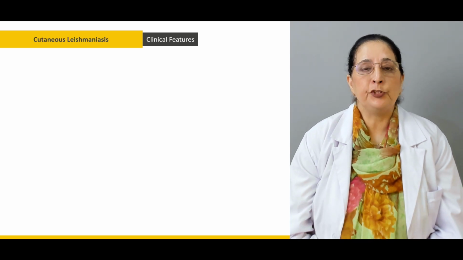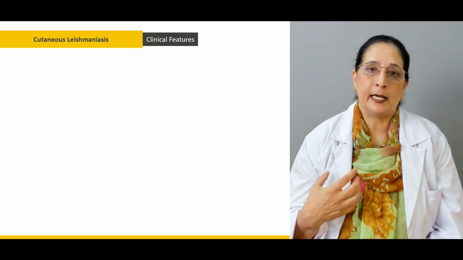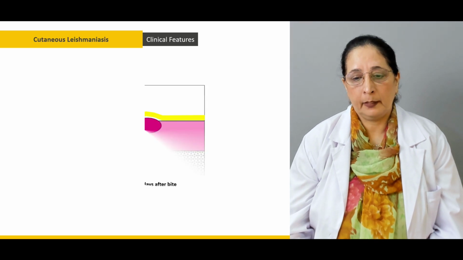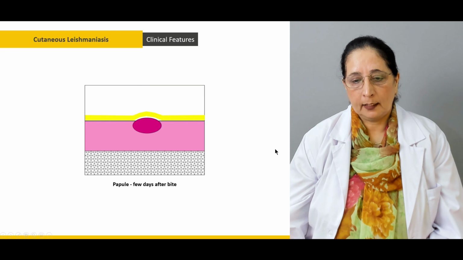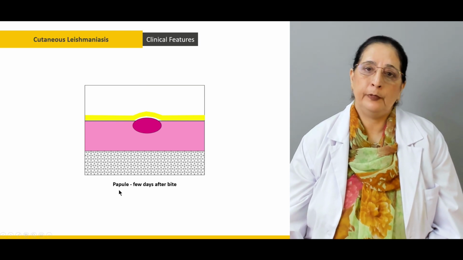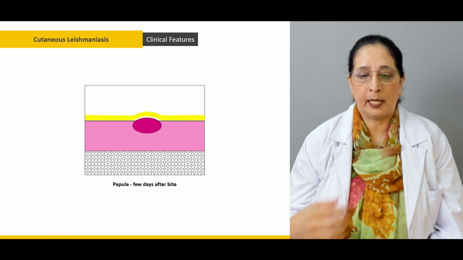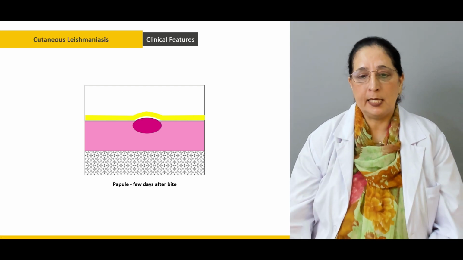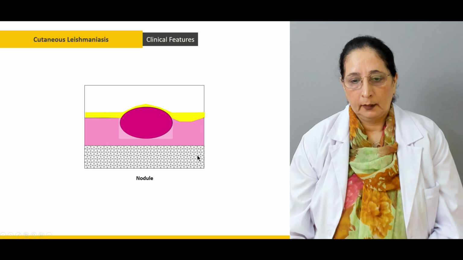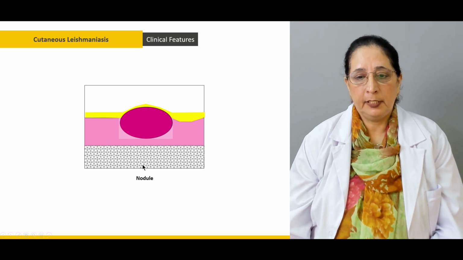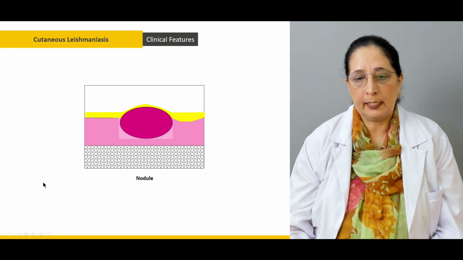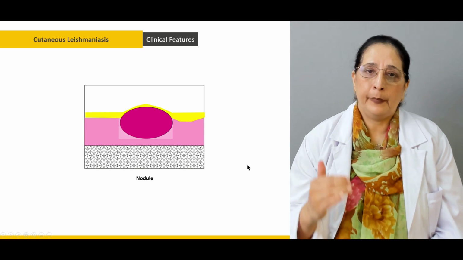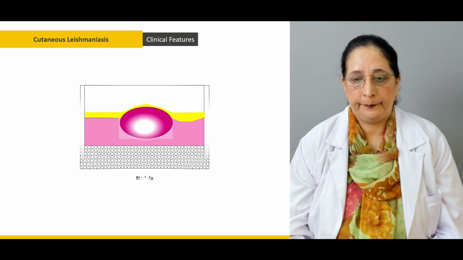So cutaneous leishmaniasis is the leishmaniasis that affects the skin. Cutaneous means skin, and it usually occurs as a papule. A papule develops on the skin a few days after the bite, at the site of the bite. Then after the papule, we have the nodules. From papule, it develops to the nodule. So that's the diagrammatic presentation.